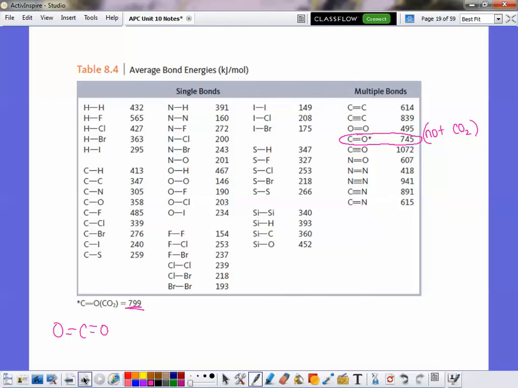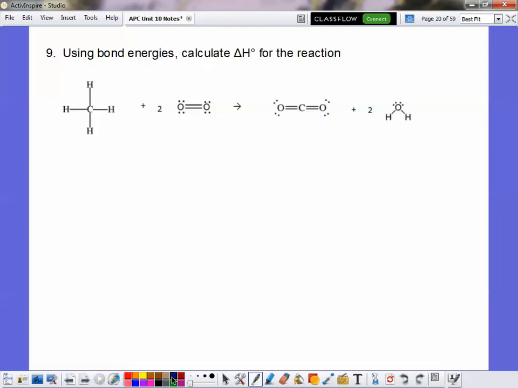There's that asterisk. All right, so looking at this one. This one already has the Lewis structures drawn for us. Please be aware that coefficients will change the number of bonds you have, okay? So let's just go left to right. In this is methane. We have 4 carbon-hydrogen bonds. And if I look on the chart on the previous page, that bond energy is 413.